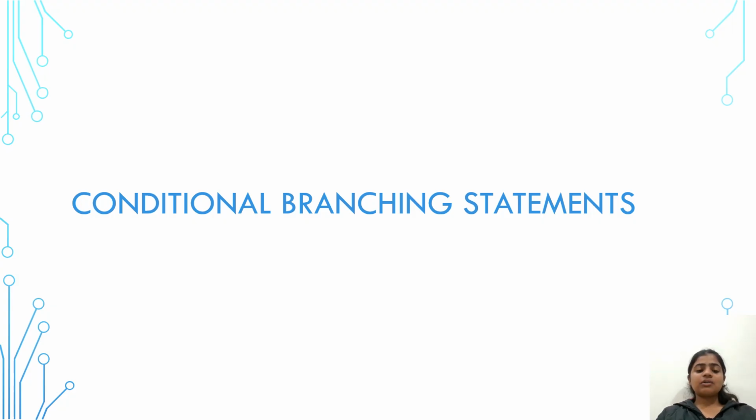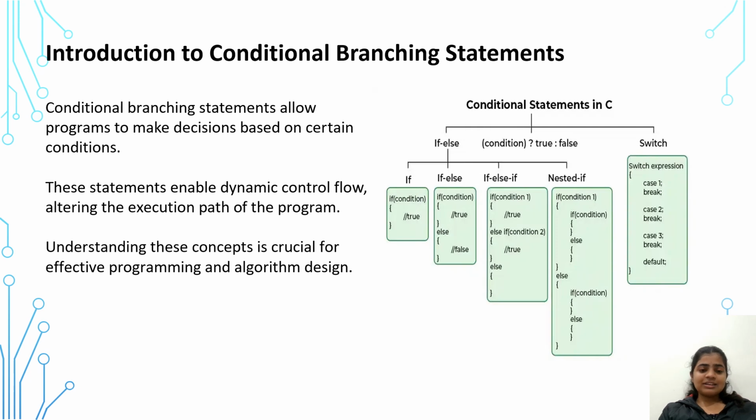And let us talk about the topic called conditional branching statements. Conditional branching statements allow programs to make decisions based on certain conditions. These statements enable dynamic control flow, altering the execution path of the program. Understanding this concept is crucial for effective programming and algorithm design.